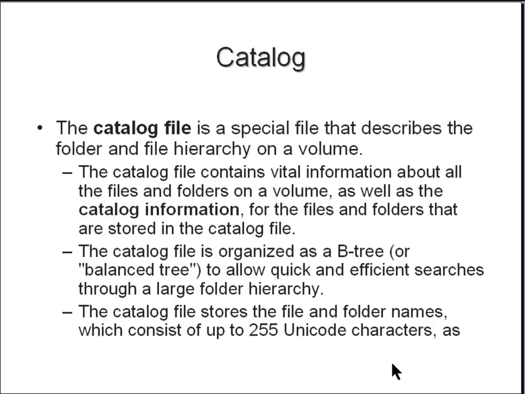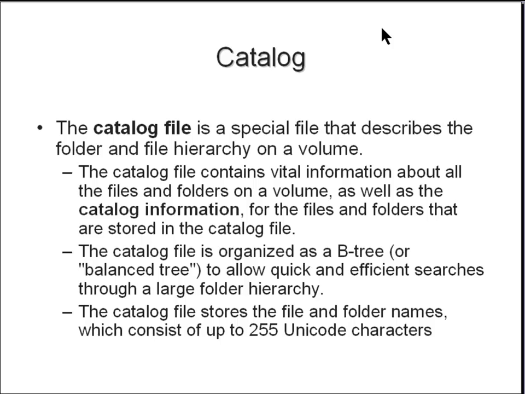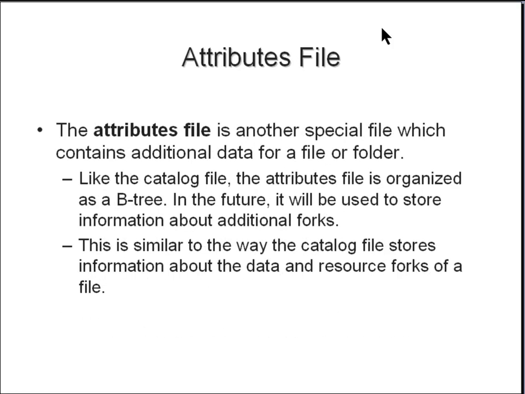So the catalog file is a special file that describes the folder and file hierarchy on a volume. A catalog file will hold information about each file or directory, and it's organized in the form of a balanced tree, which allows for quick and efficient searches through a large folder hierarchy. And each file and folder name can consist of up to 255 Unicode characters. And we'll actually look at some of the code and the encoding involved with this a little later on.